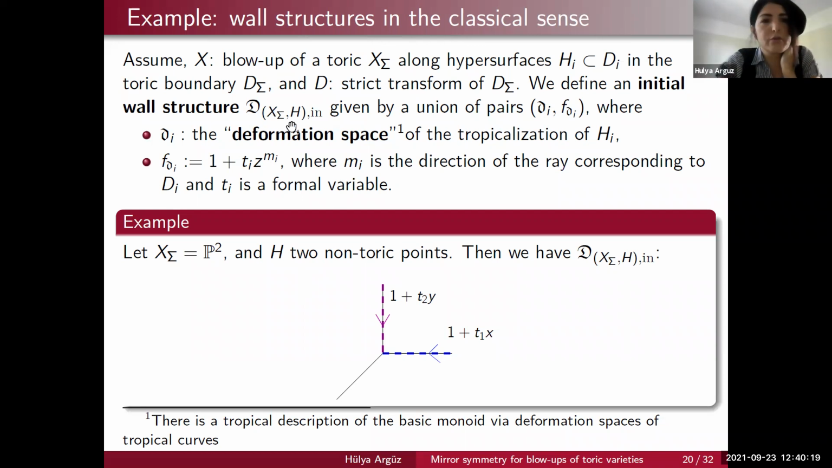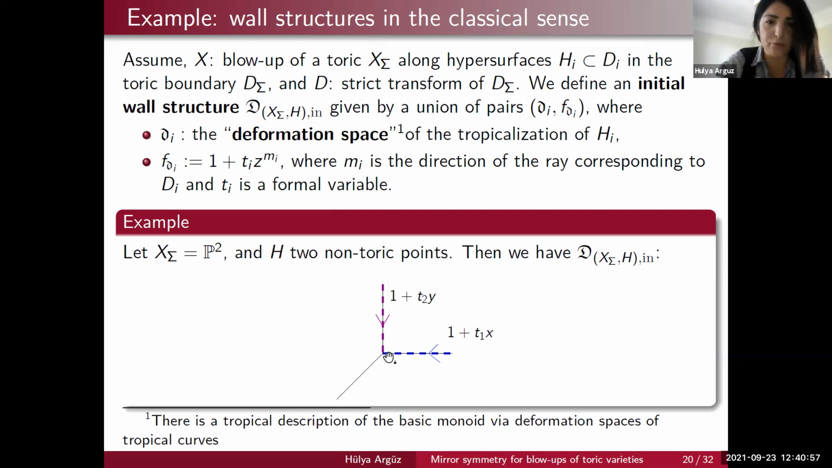And we define it like this: if you have a local BR pair where X is obtained by a blow up of a toric variety along hypersurfaces, we define first an initial wall structure, which is given by a union of pairs (rho_i, f_rho_i), where the rho_i are codimension one cells in R^n. We define these initial walls just by looking at the tropicalizations of the hypersurfaces we blow up. And we don't only look at the tropicalizations, we look at the full deformation space of the tropicalizations.